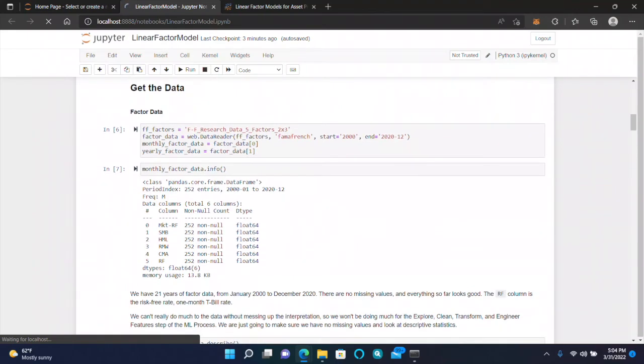But our next step is to get the data. We can pull that in from the Fama French website. It is just called this right there. So we're going to start reading it in 2000. We're going to end in December of 2020.